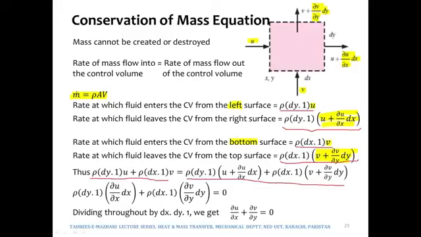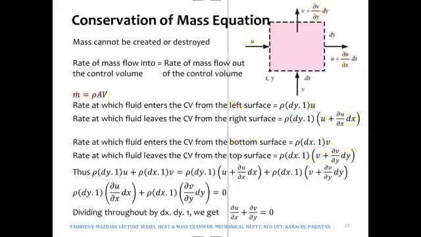So we would be left with two terms only, rho dy times 1 times dou u by dou x dx, which is written over here, plus rho dx times 1 times dou v by dou y times dy, which is written over here. Now dividing throughout by the volume, meaning dx, dy and 1, we will be left with dou u by dou x plus dou v by dou y as 0. So this equation is called the conservation of mass equation.